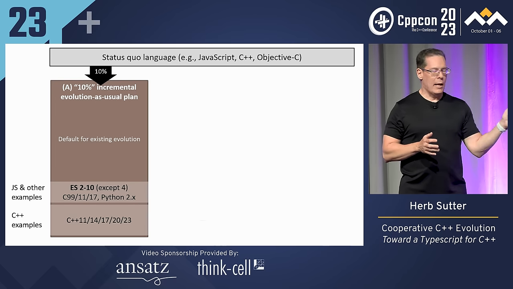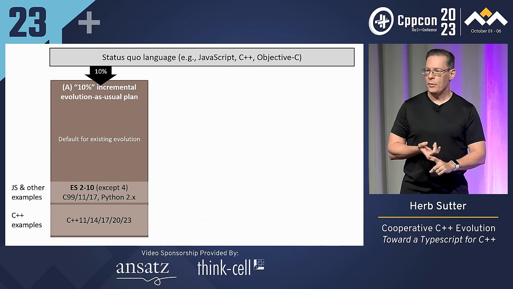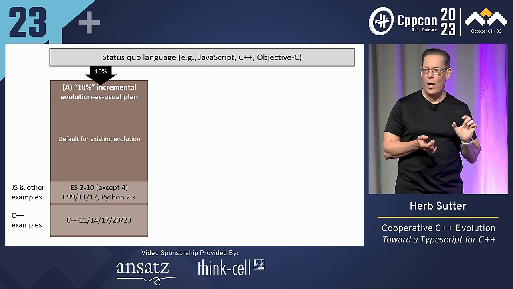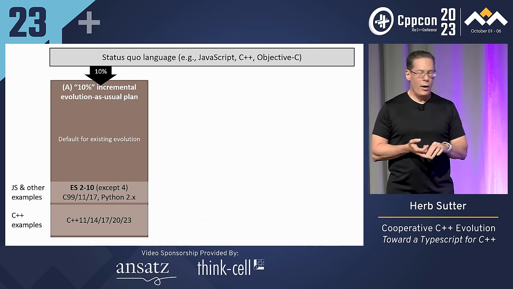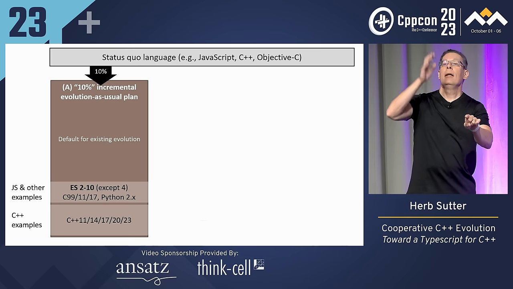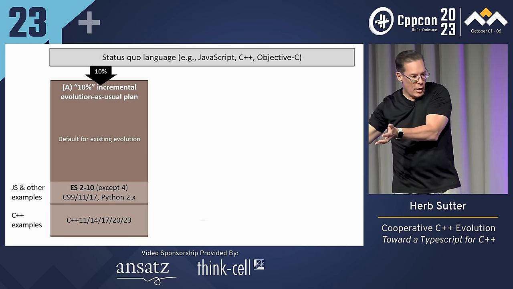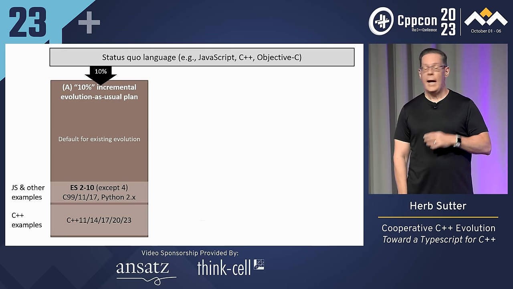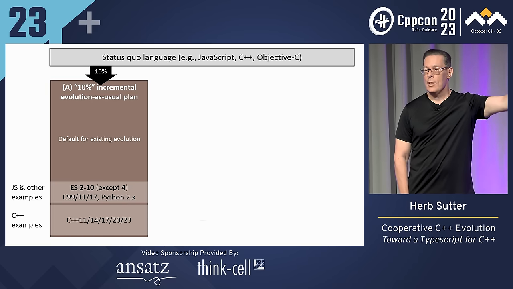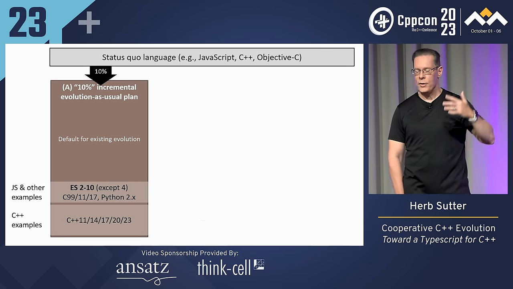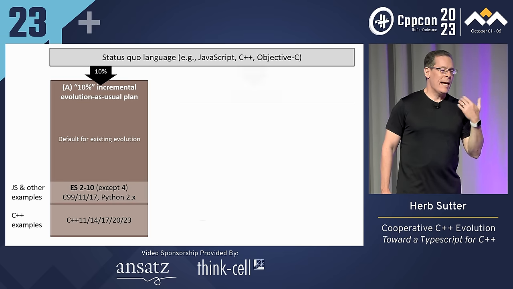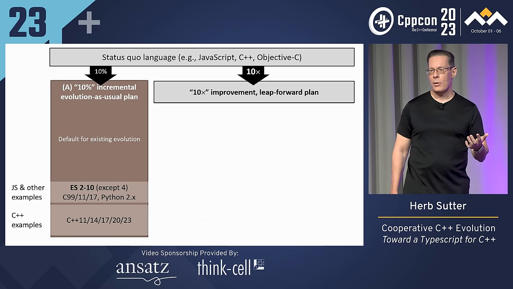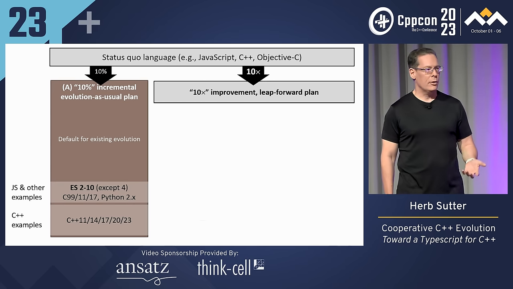In JavaScript and other non-C++ examples, this is what ECMAScript did from versions 2 through to 10, except for version 4, where they tried to make a breaking change and then had to walk it back. It's what Python did throughout 2.x, and then again within 3.x, and it's what the C standard and the C++ standard have done. And this is fine. It will get you 10%, 10%, 10% with each release. Rough numbers here. What if you want to do a 10x improvement? You only get to do one of these about once every 30 years for a major programming language. So if you want to do that, how do you do it?